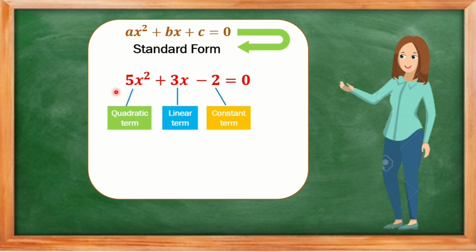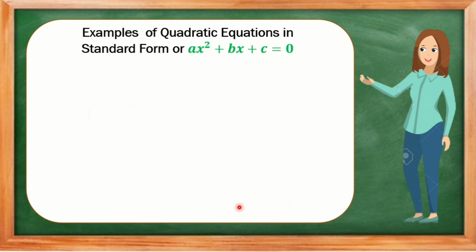Ang value ng a natin ay makikita sa quadratic term o ito yung numerical coefficient ng x squared. Okay, so ang a natin ay 5. Ang value naman ng b natin ay makikita sa linear term, o ito naman yung numerical coefficient ng x. So ang b natin ay 3. And lastly, yung c naman natin ay makikita sa constant term. So ang c natin ay negative 2. So here are some examples of quadratic equation in standard form.